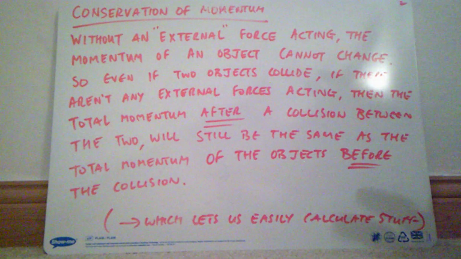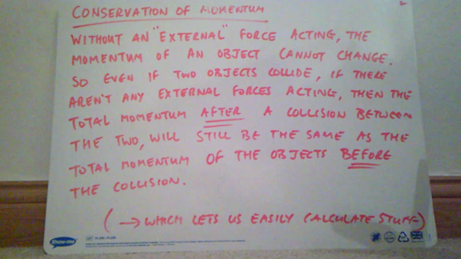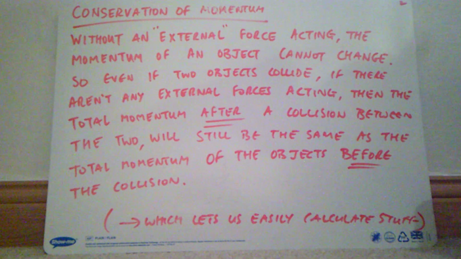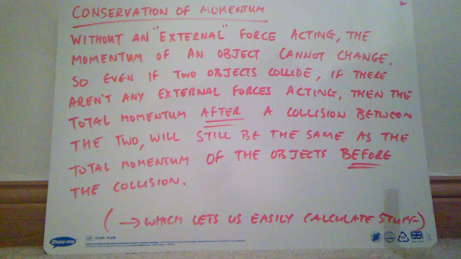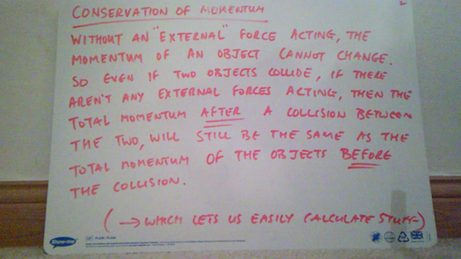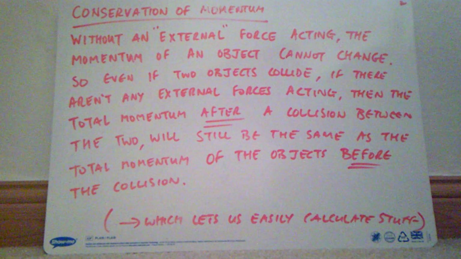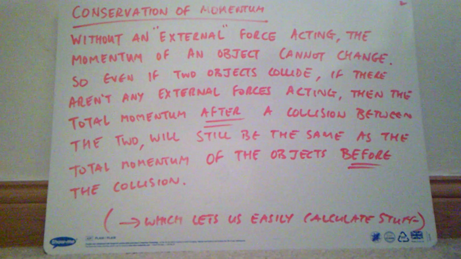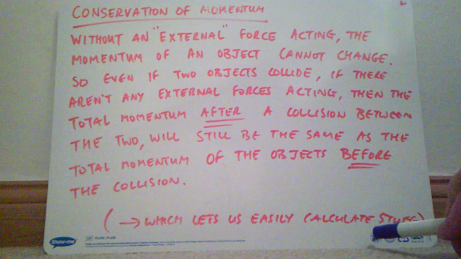Because if the only thing which can change momentum is an external force, and you've got two things moving towards each other but there aren't any external forces, then even if they smash together and things look very different at the end compared with what they started with, there's going to be no change in momentum. I know when these two hit they're going to smash up, but that's not an external force, that's an internal force between the two. So if there's no external force, then total momentum can't change. It's a conserved quantity before and after. And this lets us easily calculate stuff.